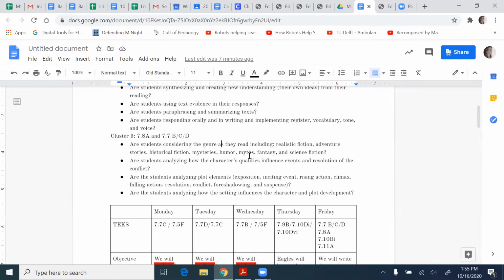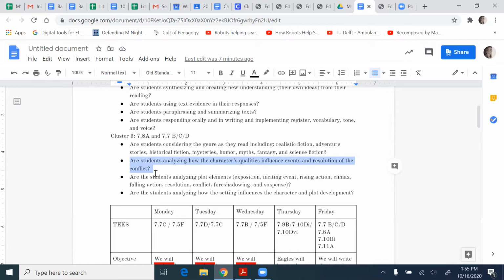And what are the things that we should look for, because it's that type of fiction? Are they able to identify those things that are important for that type of fiction? Are students analyzing how characters' qualities influence events and resolution of conflict? So exactly how are we looking at what the characters are doing? Are we just looking at characters? Or are we looking at how the characters are moving the story, specifically, and how the characters are creating conflict?